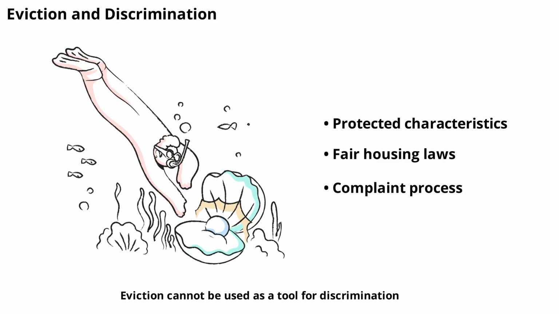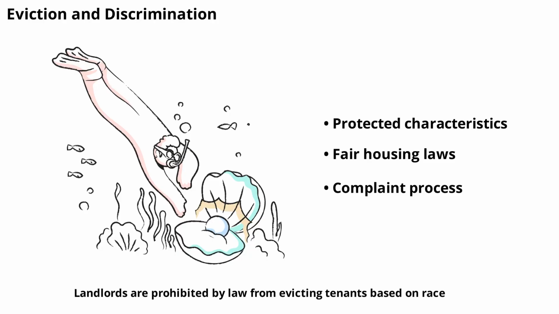Eviction cannot be used as a tool for discrimination. Landlords are prohibited by law from evicting tenants based on race, religion, gender, disability, or other protected characteristics. If a tenant believes they are being evicted for discriminatory reasons, they can file a complaint with fair housing authorities. Anti-discrimination laws are in place to ensure everyone has equal access to housing.